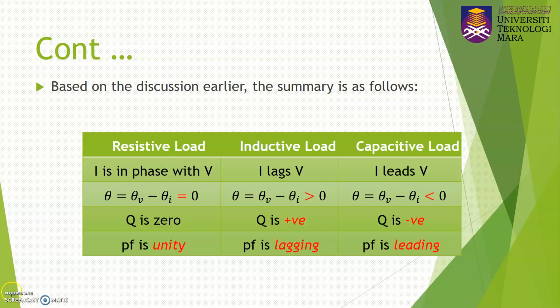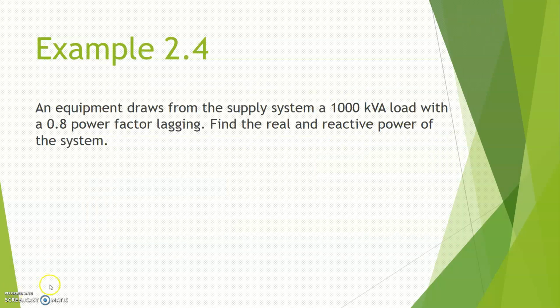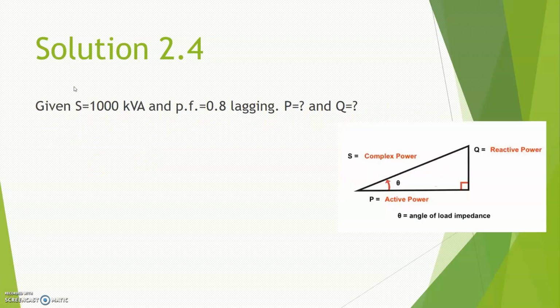Now let's have a look at the following example on how to use the power triangle. The question here: an equipment draws from the supply system a 1000 kVA load with a 0.8 power factor lagging. You need to find the real and reactive power of the system. For the solution, first of all, we write down all the information given. From the question, you know that S, the apparent power, is equal to 1000 kVA, and the power factor is 0.8 lagging.